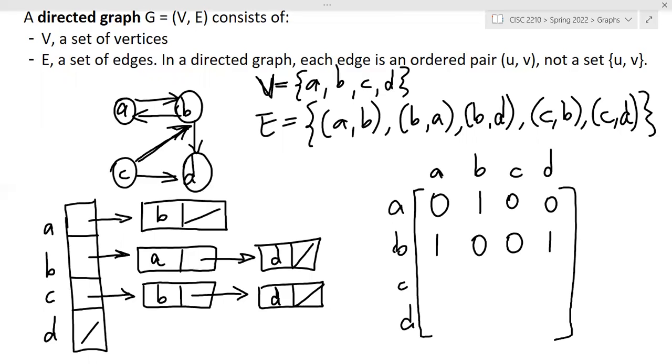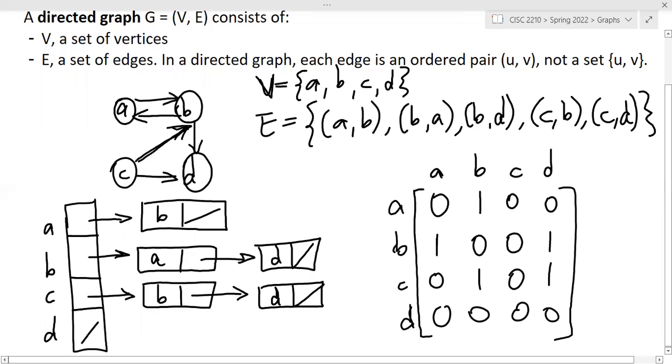Next, going on to C. Is there an arrow from C to A? No. Is there an arrow from C to B? Yes. Is there an arrow from C to C? No. Is there an arrow from C to D? Yes. Now, finally, D. Is there an arrow from D to anything? No. There are some arrows pointing at D, but starting from D, going out from D, there is nothing. So this is all 0s. All right, so that's directed graphs.